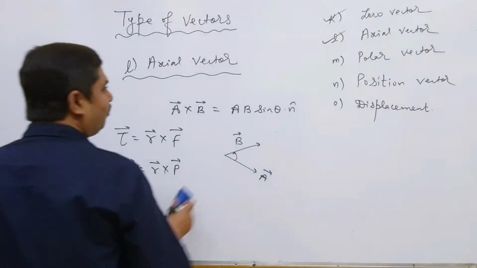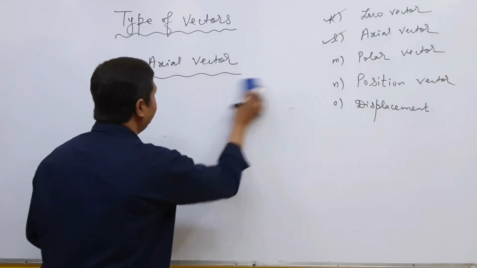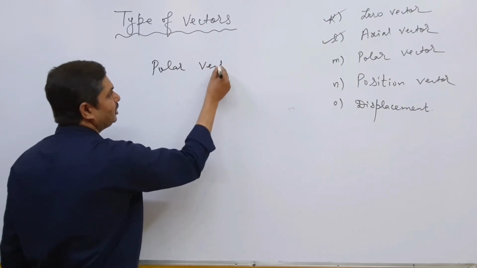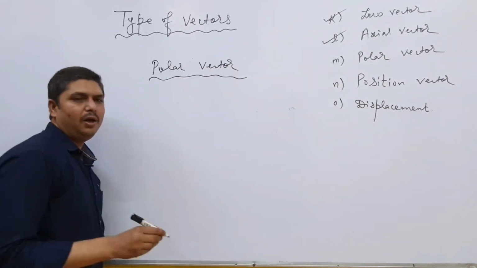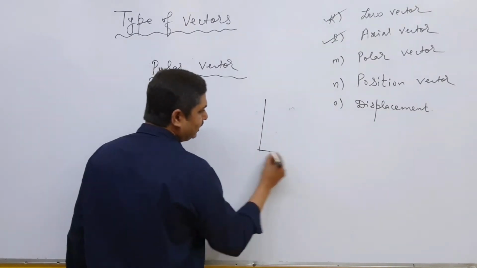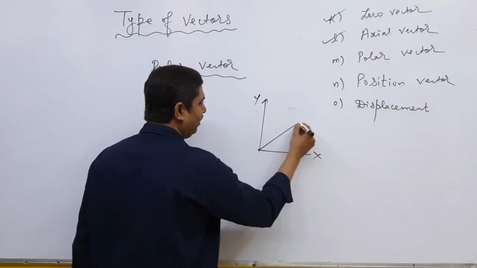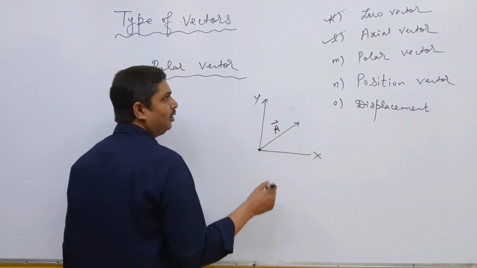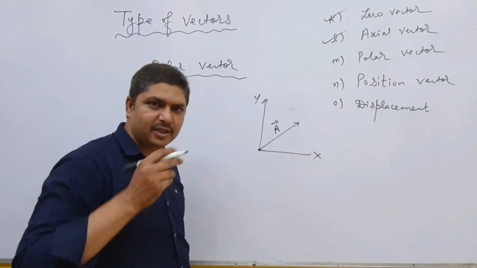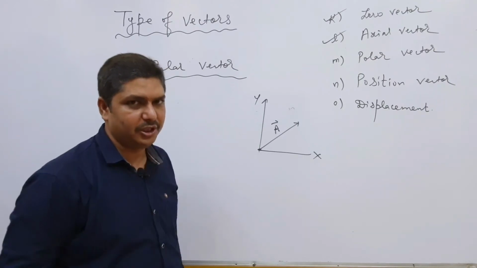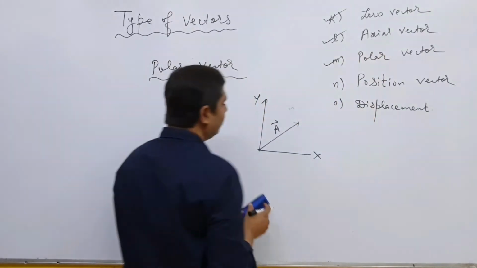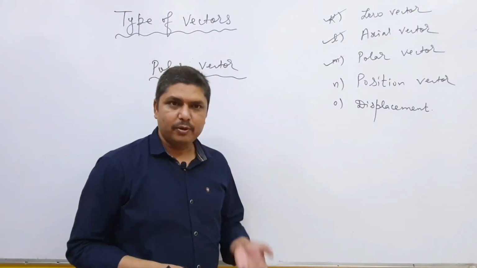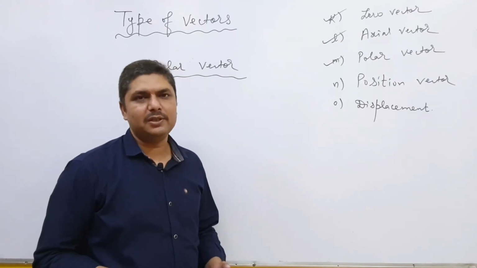Now you are going to learn the polar vector. A polar vector is a vector which has a fixed initial point. Suppose this is the x-axis, this is the y-axis, and here I am drawing a vector. Then this vector A can be said to be a polar vector. So a polar vector has a fixed point or a point of origin. An example of a polar vector is the displacement vector, because we know from where the displacement will start.